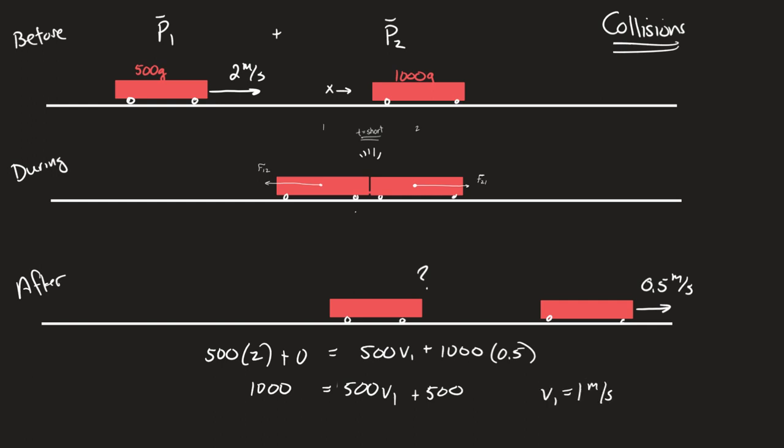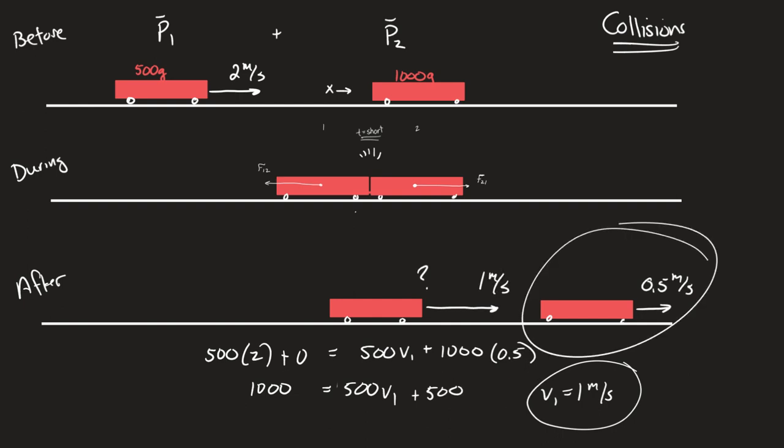Do you know why that's impossible now? This answer is positive. That means it's going this way at 1 meter per second. But it's behind a car traveling in the same direction. It's going 0.5 meters per second. The only way that would have been possible is if this car passed through this car. Correct? There'd be no way for this to occur otherwise.